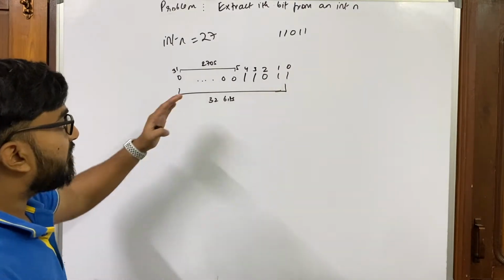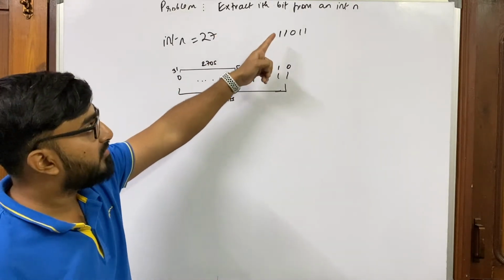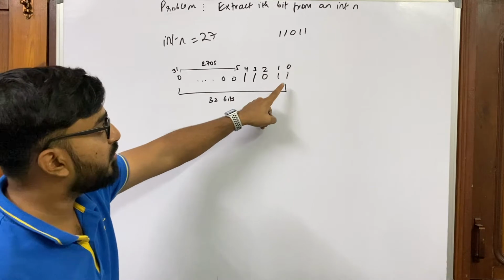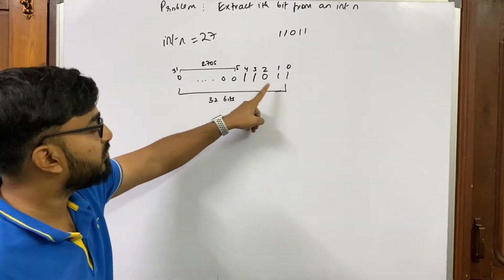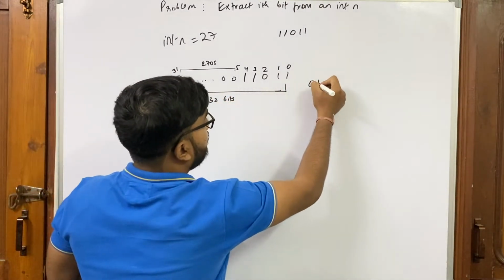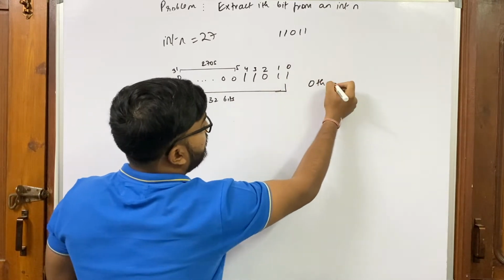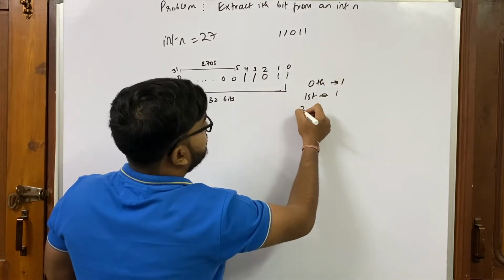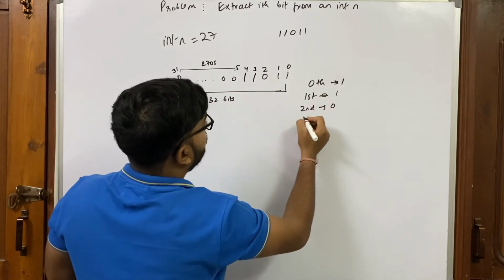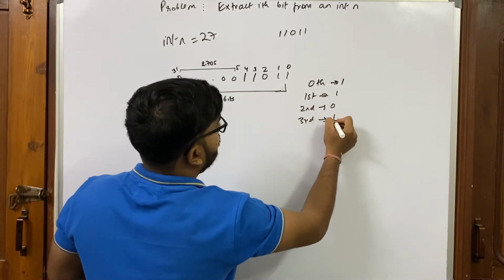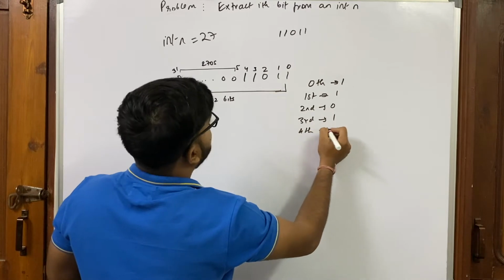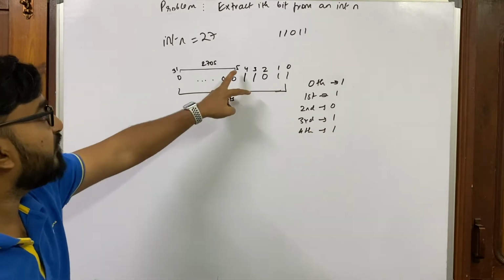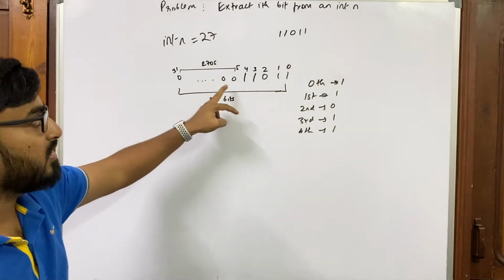So if I say I want to get the ith bit from this integer, it means I want to get the bit at any of these positions. The 0th bit in this case is going to be 1. The first bit is going to be 1. The second bit is going to be 0. The third bit is going to be 1. The fourth bit is going to be 1. And the 5th to 31st bits are all zeros.